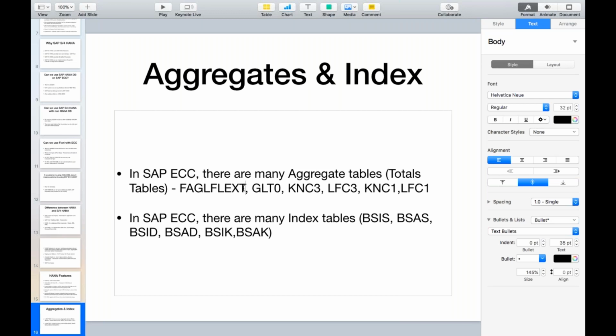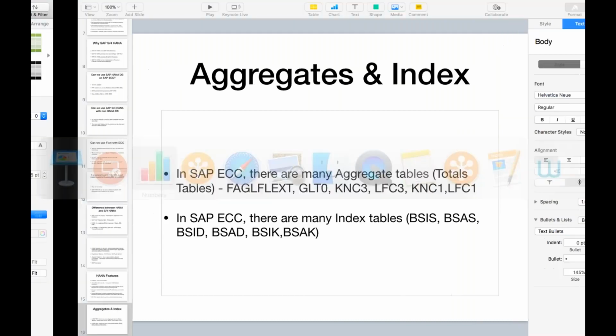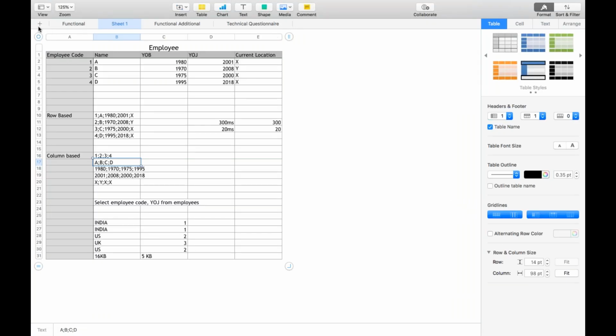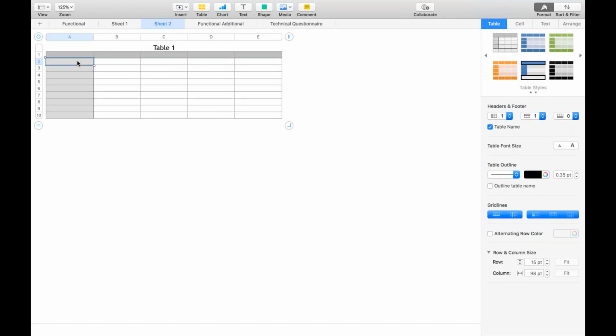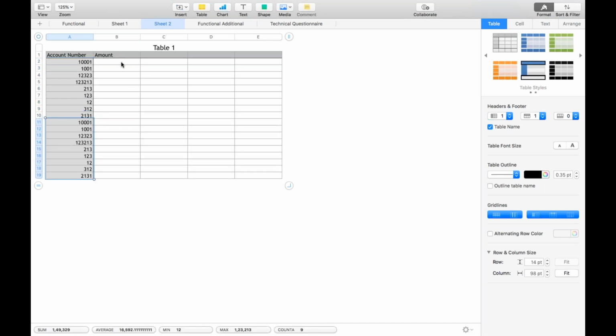Why was the totals table required? Let me explain it again in Excel. If I have this data, this is my account number. And this is my amount. Okay, so I'll repeat this so that there is a concept of total. This is the amount, 100, 500, whatever. Okay, so this is the data.